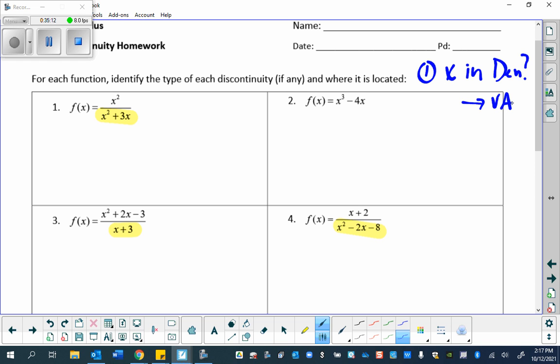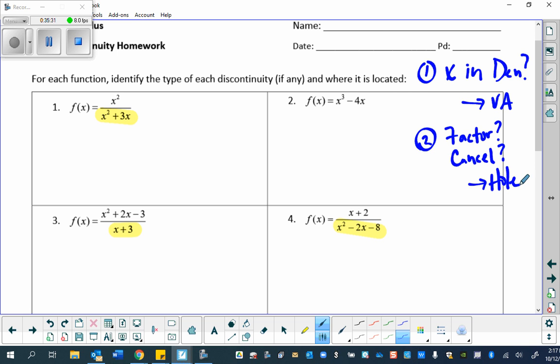Okay? But before you can go ahead and declare every single x in the denominator a vertical asymptote, you have to right now see if there is a place you can factor and cancel out that x. Because if he cancels, guess what? You have a hole. So if he cancels, you have a hole.